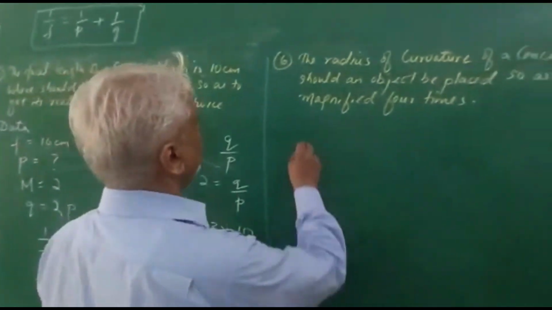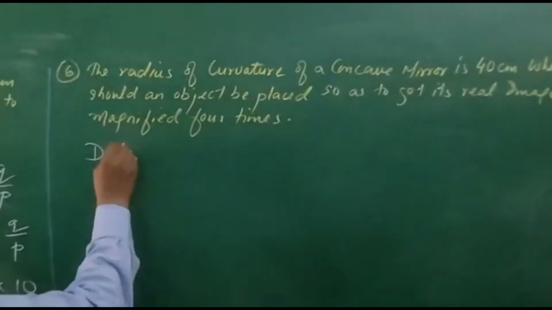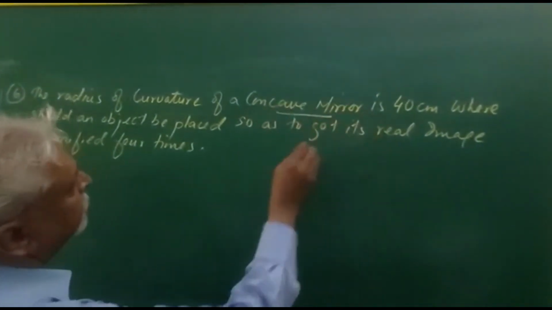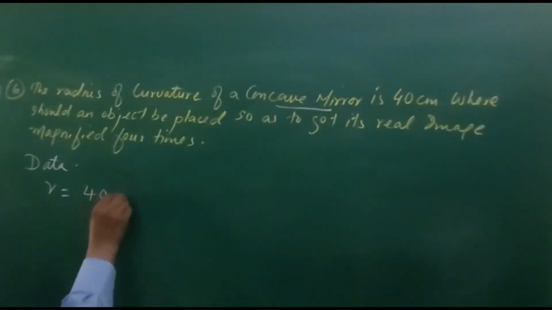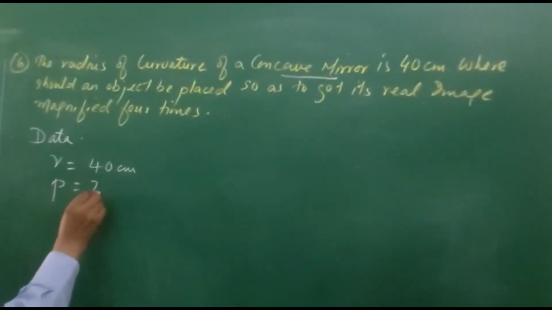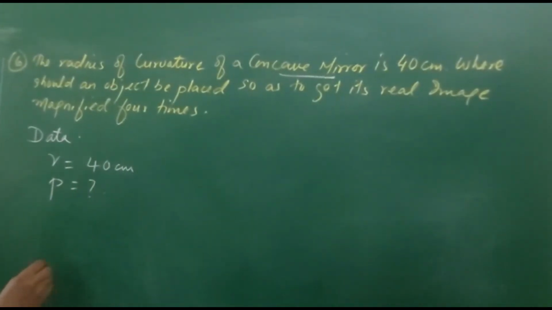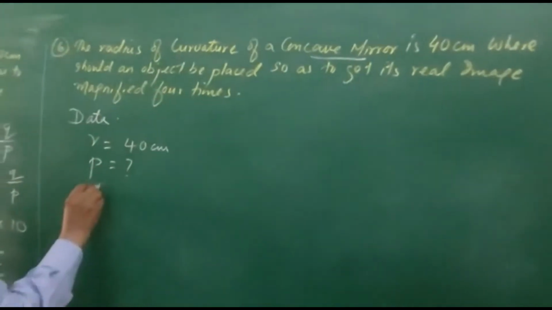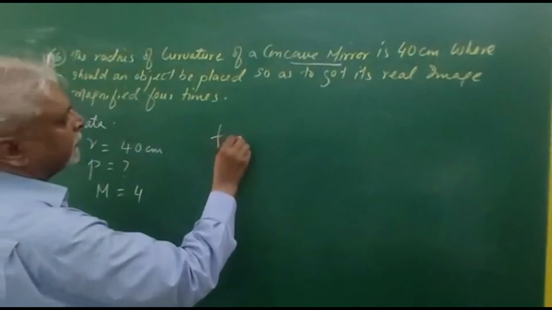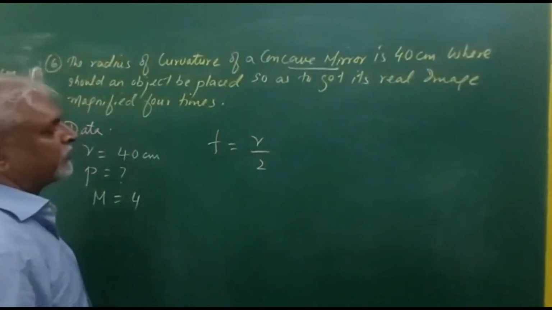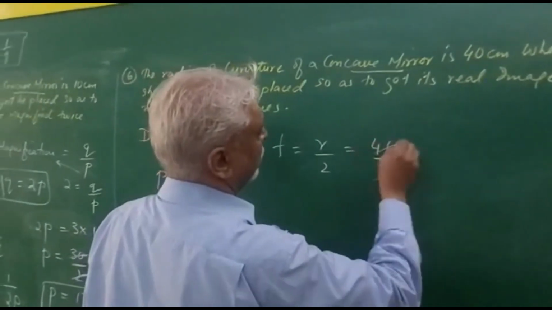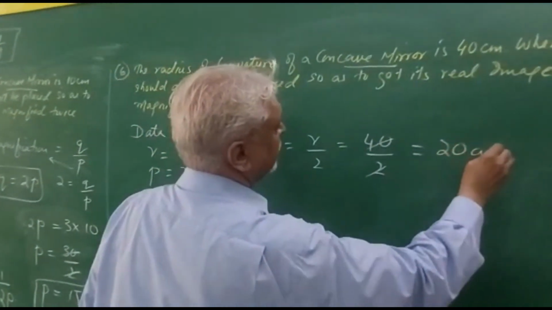Let's go to the next one. Data. The radius of curvature of a concave mirror is 40 centimeters. Where should an object be placed? Object distance is how much? So that we get its real image magnified 4 times. Here the magnification is 4. Now focal length is half of the radius of curvature. So your radius of curvature is 40, half of 40 will give you 20. So 20 centimeters is your focal length.